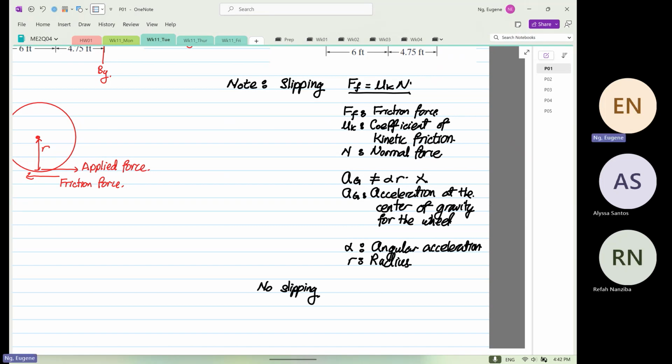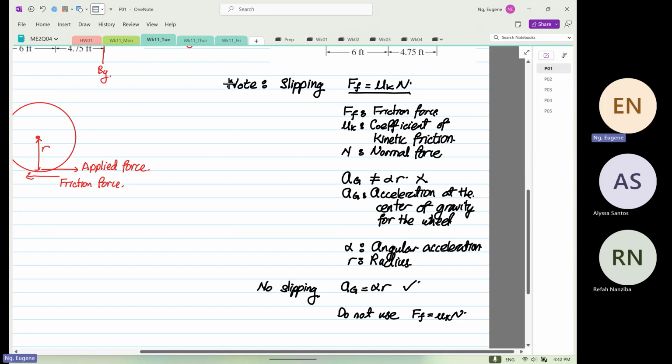Okay, so there is either slipping or no slipping, we can use a_G is equal to alpha R, and this is okay. However, when there's slipping, do not use... Okay, it's not applicable that F_f is equal to mu_k N. So we just don't use that equation over there for no slipping. So this is an important note.